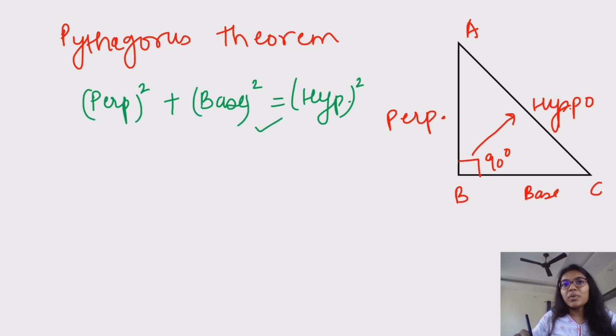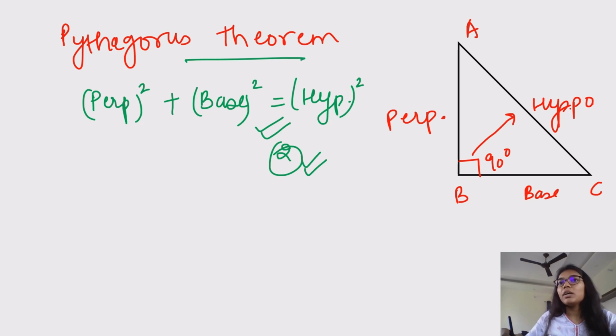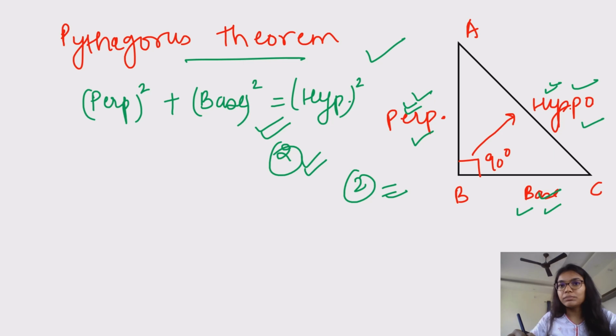Now, to apply this theorem, we need to have two sides of the triangle known. That means if we want to find hypotenuse, we need perpendicular and base. If we want to find base, we need perpendicular and hypotenuse. If we want to find the perpendicular, we need hypotenuse and base. Two sides have to be there so that we can apply Pythagoras theorem.